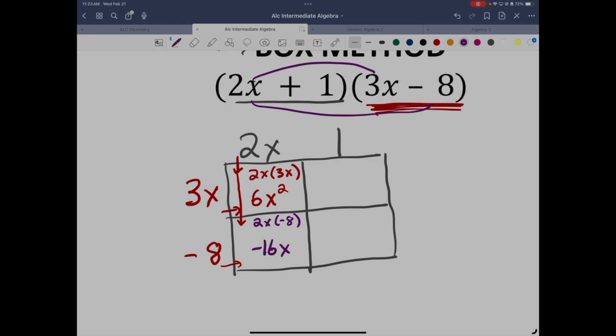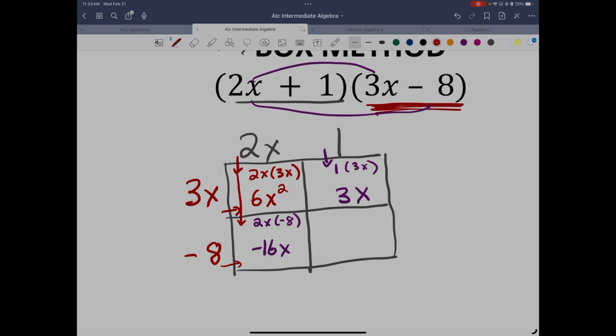Now if you notice, I've done the first, I've done the outsides. Now we're going to move over to the second column. We're going to drop that 1 down and we're going to bring the 3 across. So this is 1 times 3x. 1 times 3x is 3x, which would be the inside.